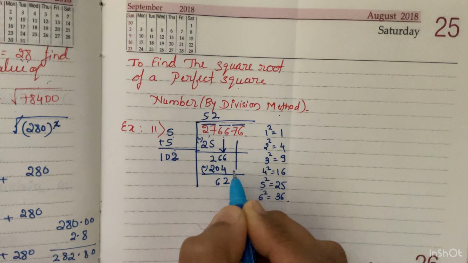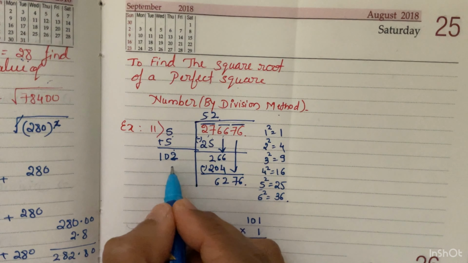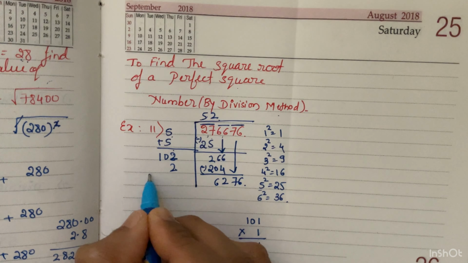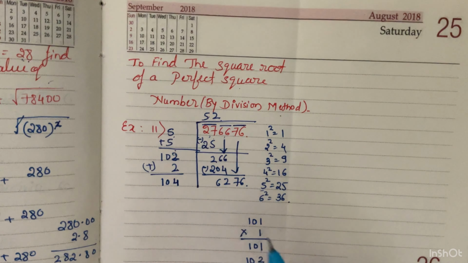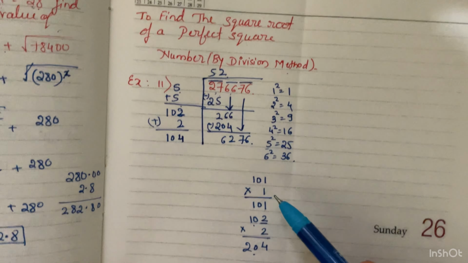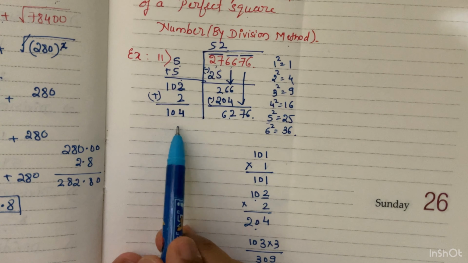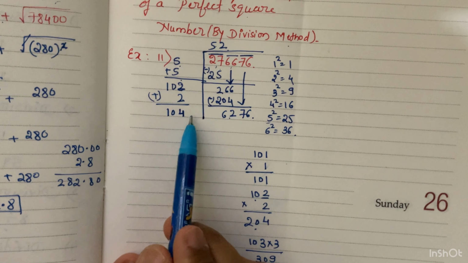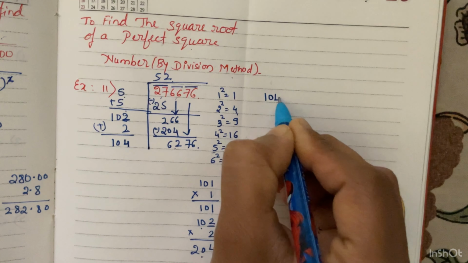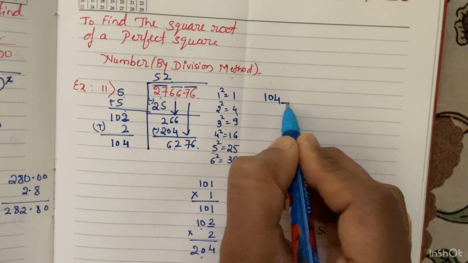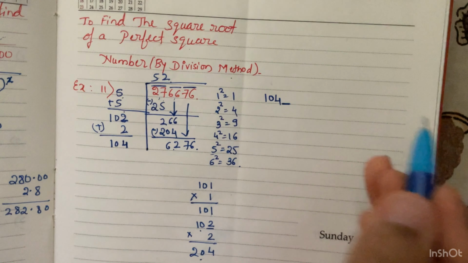Now let me bring this 76 down. We have written here 2, and that 2 we have to add in the ones place: 2 plus 2 is 4, so we get 104. Now whatever we have done here, we have to do in a similar way for this. Now we have 104, and to the next place I have to add one digit, and we multiply with that number only.